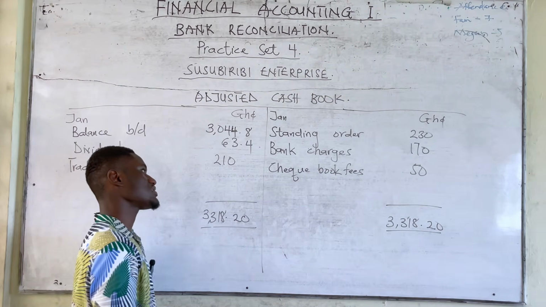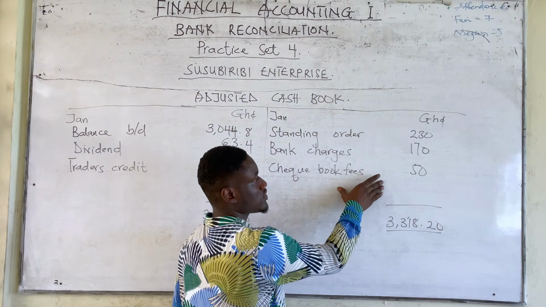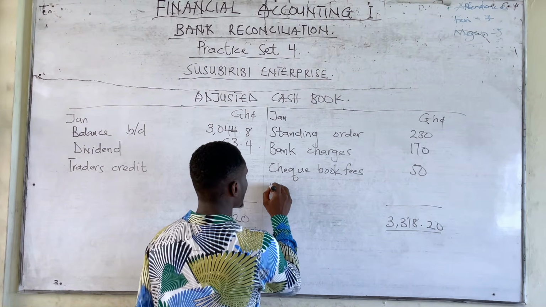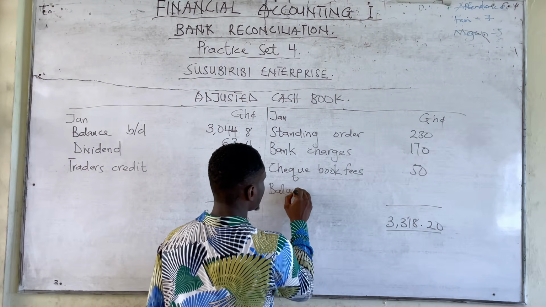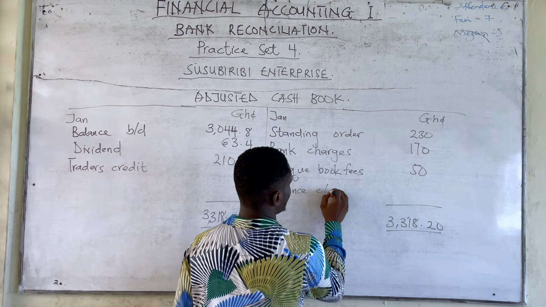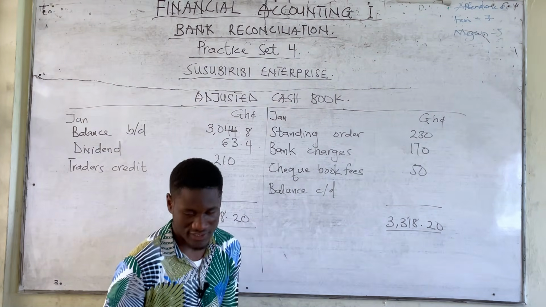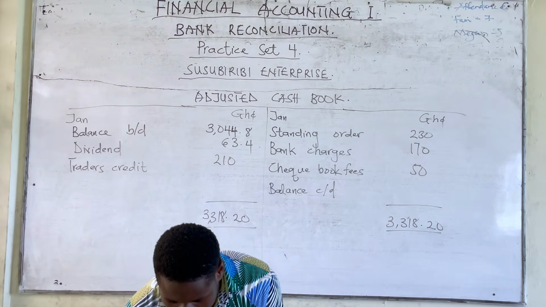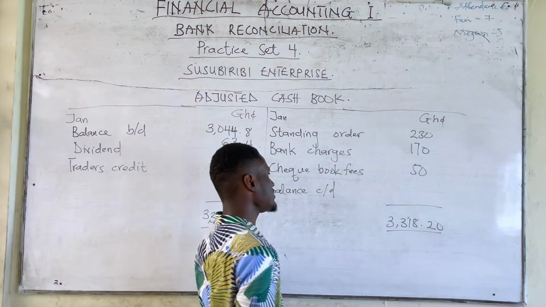And our difference, the shortfall, is at the credit side. So that's going to be our balance c/d. So the balance c/d will be here. And what are we going to get for our balance c/d? Our balance c/d is going to be 2,868.